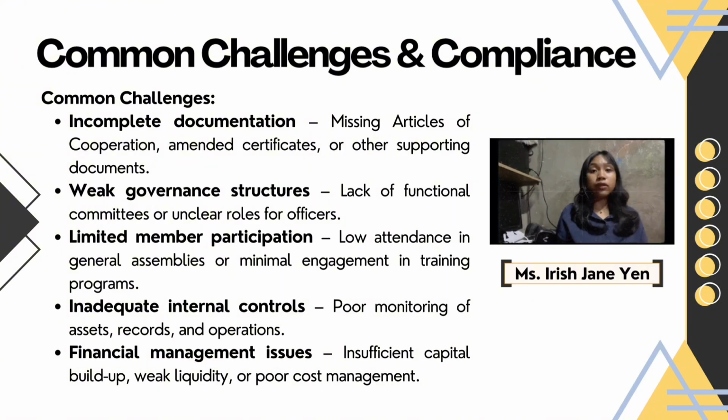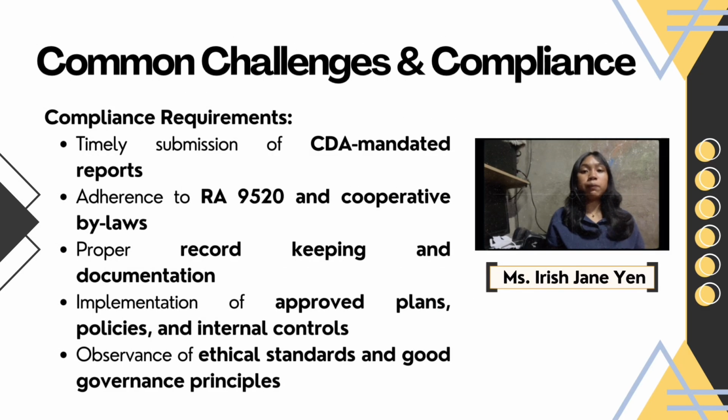To address these issues, cooperatives must meet specific compliance requirements. To ensure compliance and improve CPRQ ratings, cooperatives must strictly observe the following requirements. It includes the timely submission of CDA mandated reports, adherence to RA 9520 and cooperative bylaws, proper record keeping and documentation, implementation of approved plans, policies, and internal controls, and observance of ethical standards and principles of good governance. Consistent compliance strengthens credibility, transparency, and sustainability.